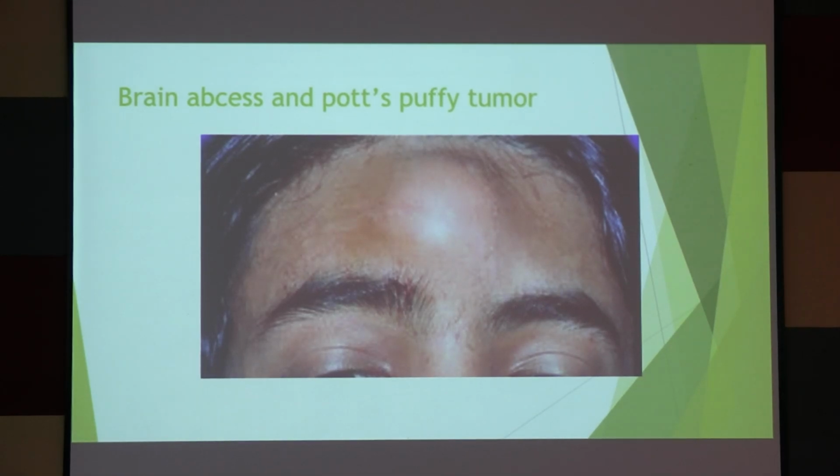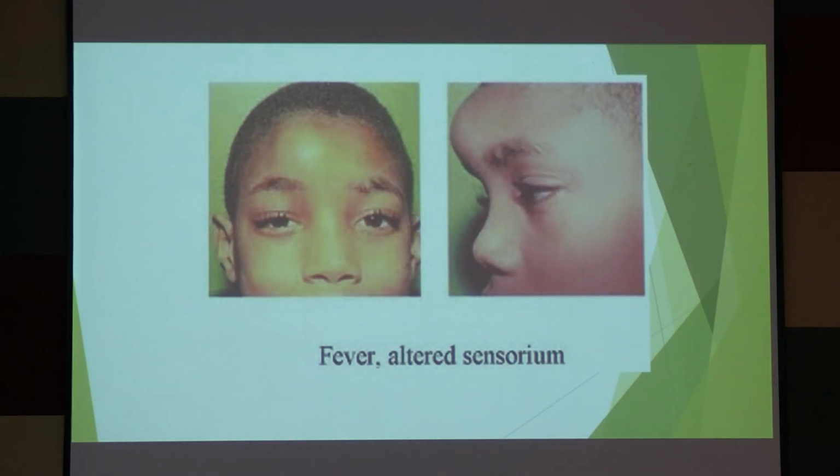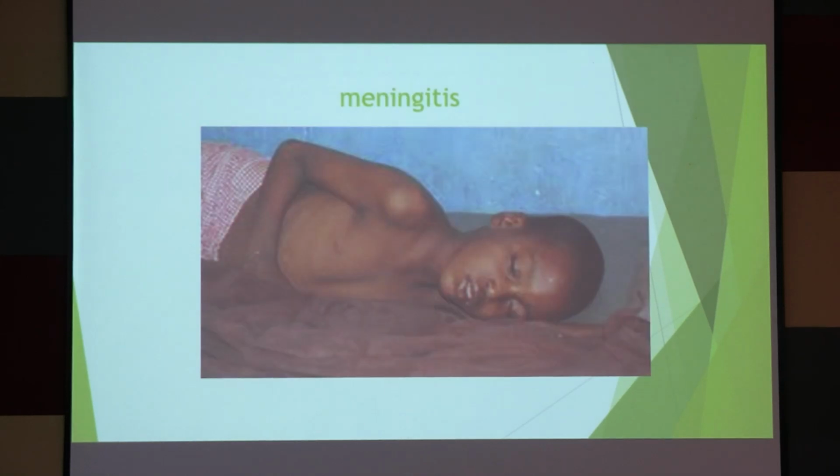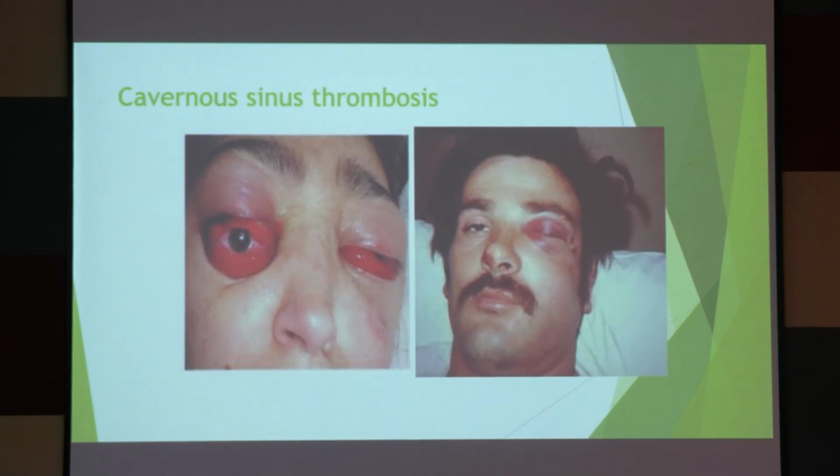So, this is a brain abscess in the frontal area, we call it Pott's puffy tumor. Famous question, it comes in MCQs. Patient is having fever, altered sensorium because frontal part of the brain, his frontal lobe is involved. It is orbital cellulitis. This patient is having meningitis. This is cavernous sinus thrombosis.